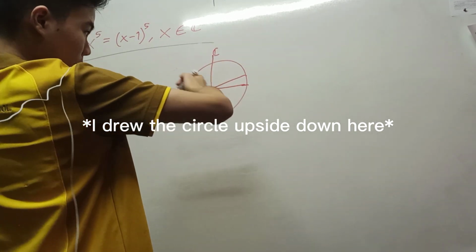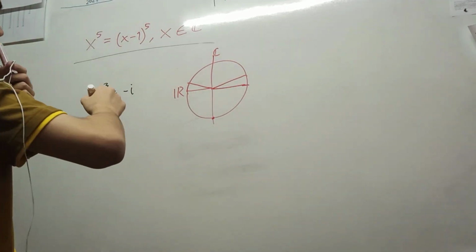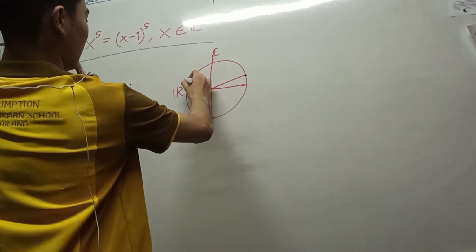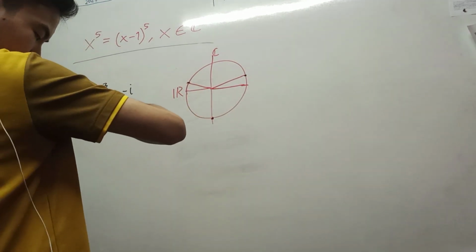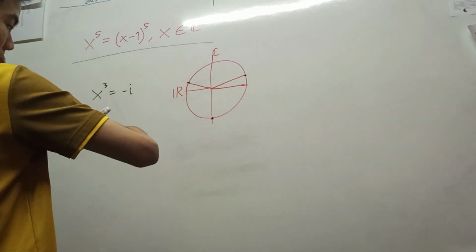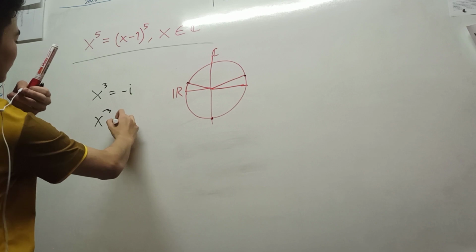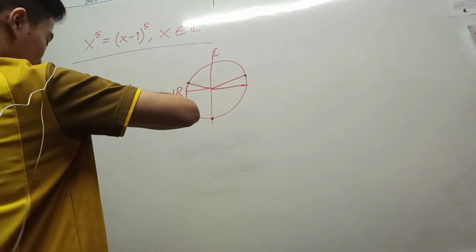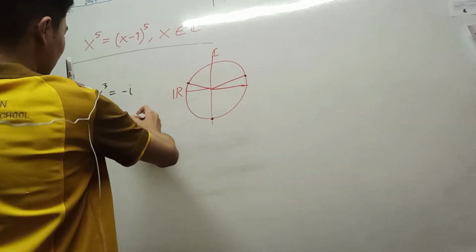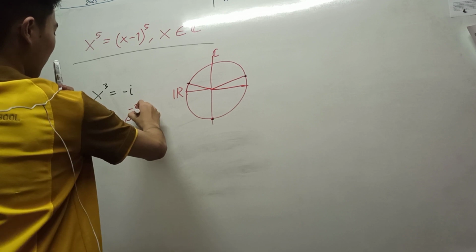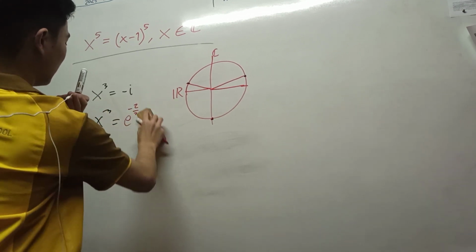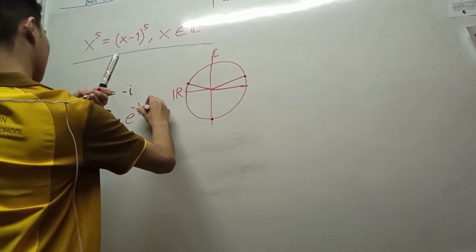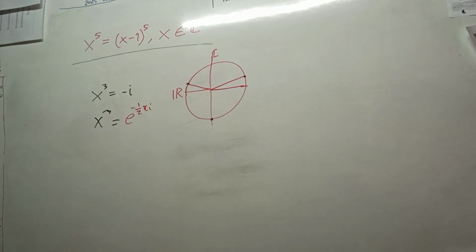And now we have to find the 3 roots. So first of all, we will start by changing it into polar form. Same thing, right? So yeah, let's just do that. x cubed is equal to minus i, we can rewrite it as e to the minus pi over 2 i. There you go. e to the minus 1 over 2 pi i.